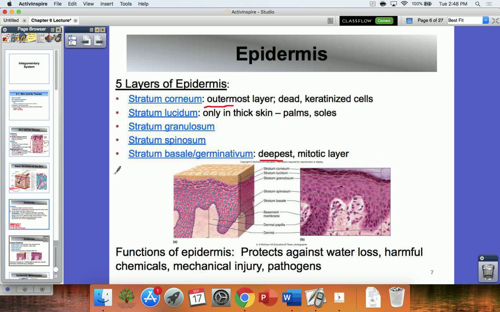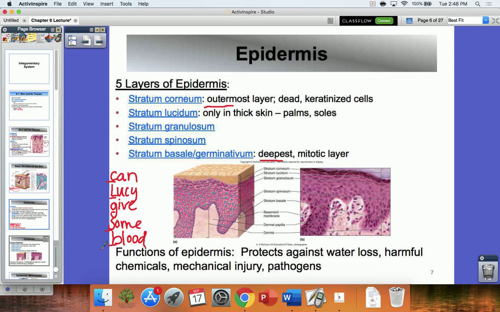outside in is: Can Lucy give some blood? So corneum, lucidum, granulosum, spinosum, and stratum basal.